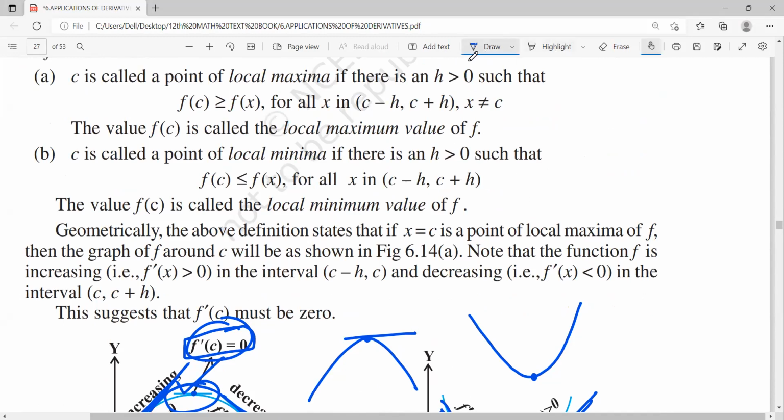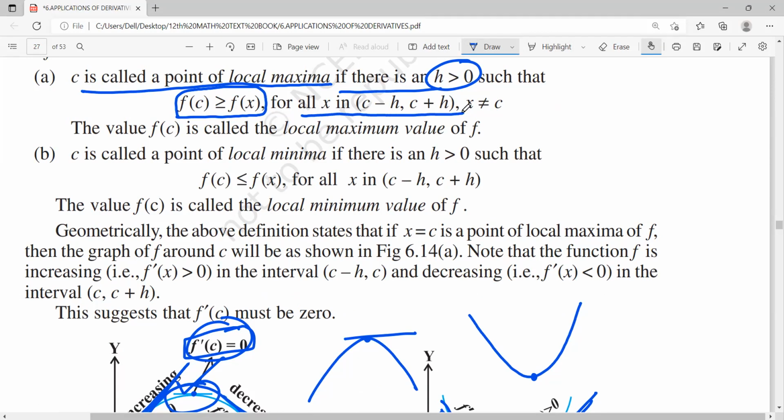Here h is some small positive quantity. c is called a point of local maximum if there is a positive quantity h such that f of c is greater than or equal to f of x for all x in the interval (c minus h, c plus h). This is the neighborhood of c. Yes or no? Only when x belongs to (c minus h, c plus h) only.